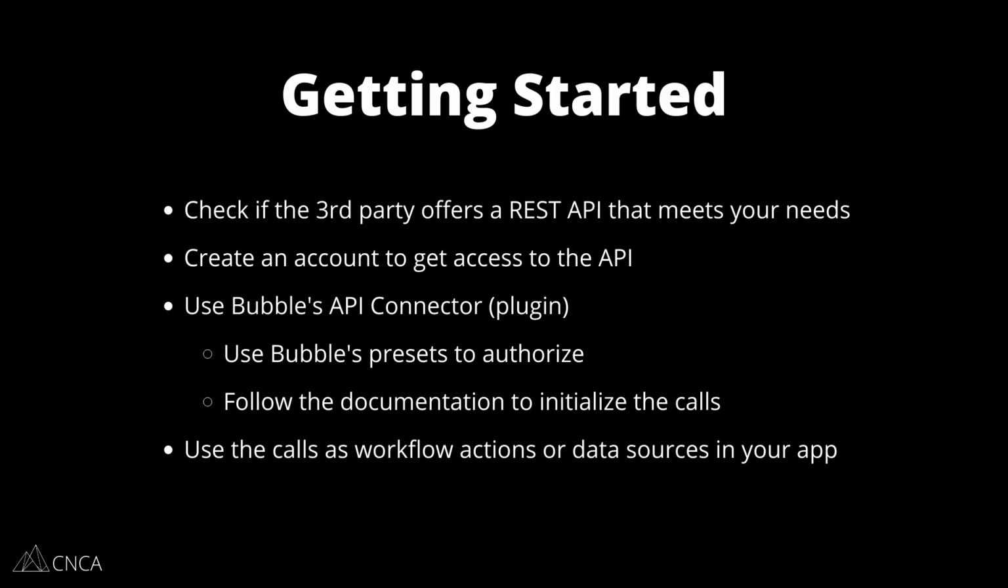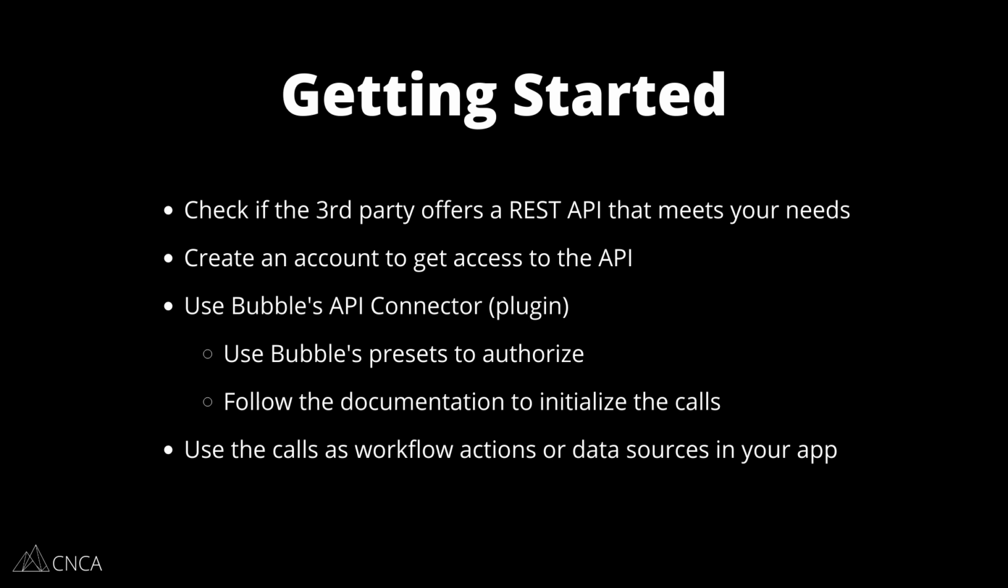To get started with integrating an API into your Bubble application, first thing, just check to see what's available. Choose the one that's right for you. Make sure it's a REST API that meets your needs. Second, create an account in that third-party service to get access to the API. This often means it'll generate an API key for you or an access token, right? Go through the steps to get the proper authorization, and then head over into your Bubble editor and install the API connector. This is a free plugin. It's a Bubble plugin, and this is the tool that you will be using to configure your API requests.